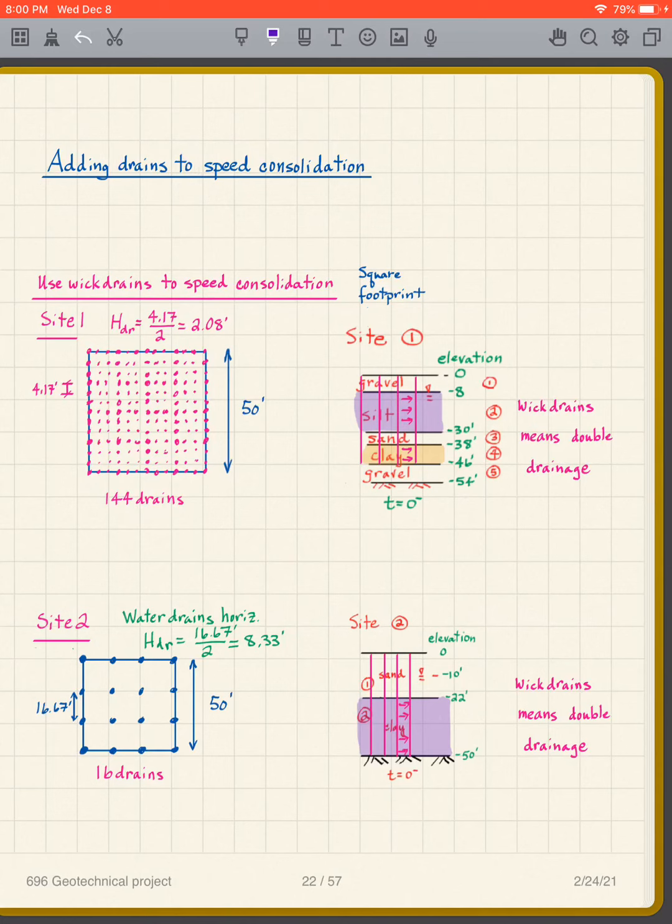I'll show you how. So we're going to consider site 1, and at site 1, now this is the building footprint, and so this is in plan view, the building footprint, and we're going to put, these are all the drains here. We're going to have 144 drains for site 1. If we put down 144 drains, then the spacing is 4.17 feet.